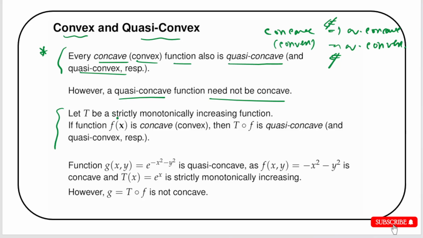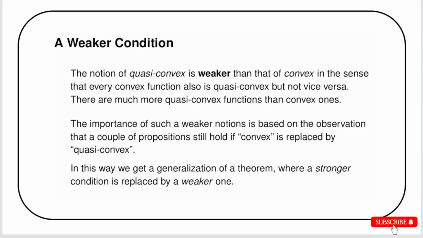And here you have a property that if t is a strictly monotonically increasing function, and f is convex or concave, then if you take the composite function t of f, it is also quasi-convex or quasi-concave respectively. This example here involves two variables which I haven't discussed yet, but you can take a look at it. This function is concave. Then if you take a composite function with a strictly monotonically increasing function, it will not be concave. If you understand these things, it's good, but it is not necessary for now.